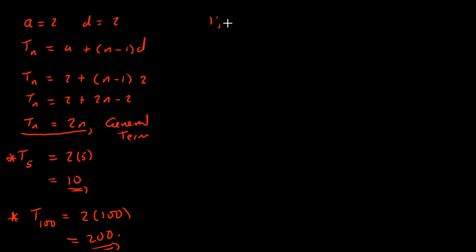Let's say I was given a number pattern like 1, 2, 4, 8, and so on. I need to find T50 as well. How will I be able to do that? Well, the most important thing here is to know what kind of sequence we are dealing with.